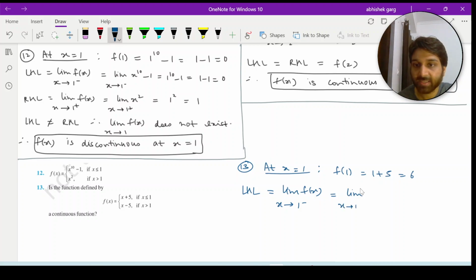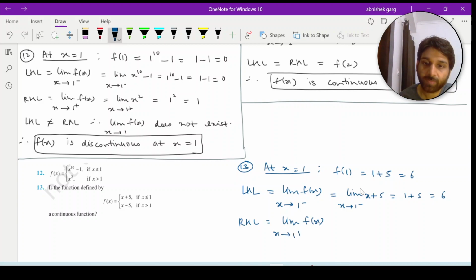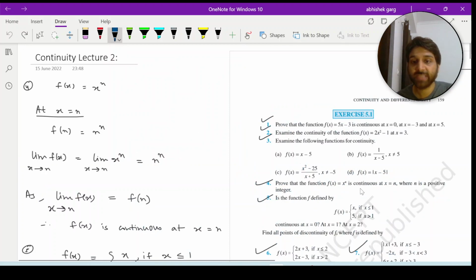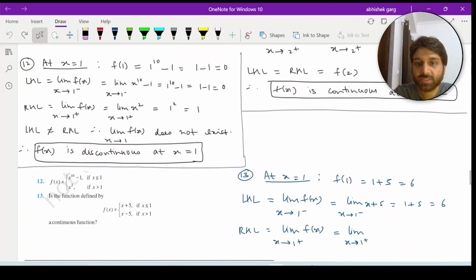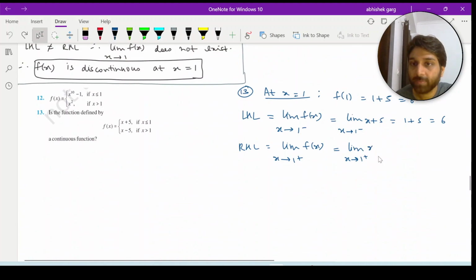So when x is slightly less than 1, the first one becomes applicable. So we'll use x plus 5, and by direct substitution we'll get LHL is equal to 6. Now RHL is equal to limit f(x) as x tends to 1 plus. So when x is slightly more than 1, we will use the second definition, which is x minus 5, right? So when we use x minus 5 and do direct substitution, we write 1 minus 5, which is equal to minus 4.